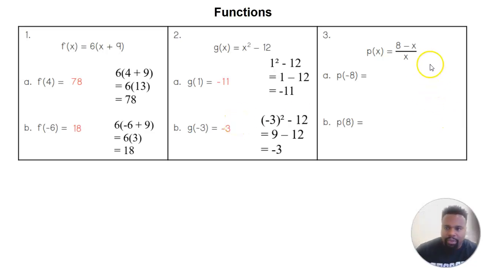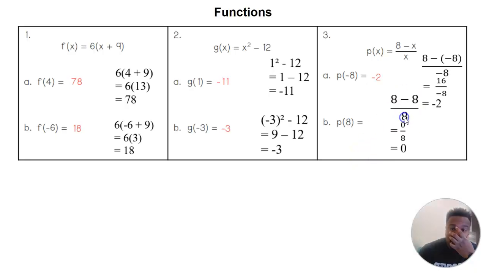And then lastly, we're using this function. We're substituting negative 8 everywhere we see x. So we're going to have 8 minus negative 8 divided by negative 8. 8 minus negative 8 is 16. And so 16 divided by negative 8 is negative 2. So negative 2 will be our answer. And then lastly, we substituted for 8. So we're going to have 8 minus 8 over 8. Well, 8 minus 8 is 0. And 0 over 8 is 0. So 0 will be our answer here.